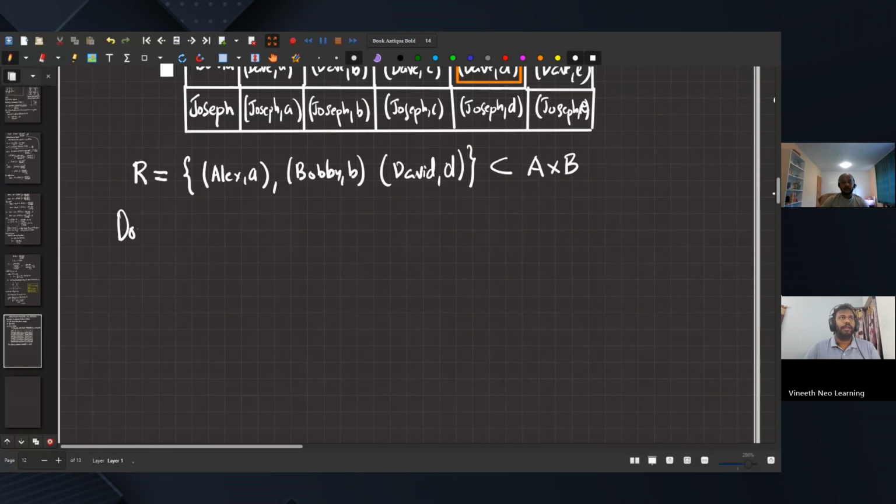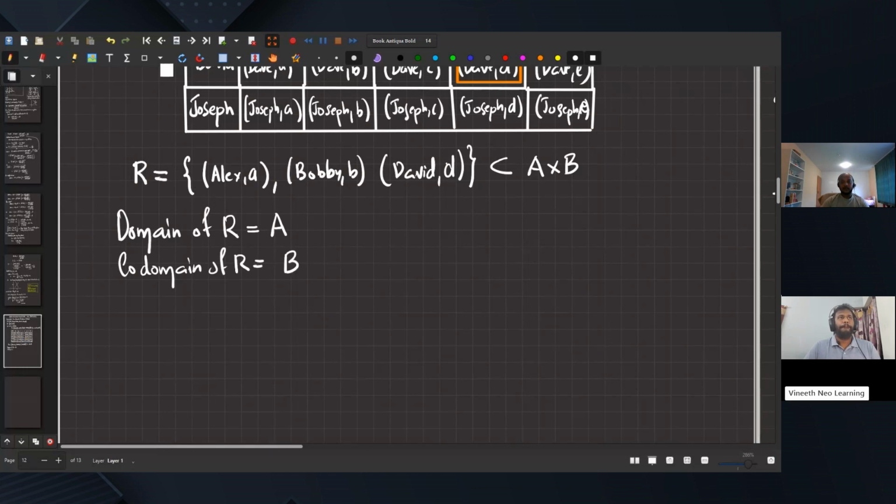What's a domain? The domain of the relation R is the set A. The codomain of R is the set B. And the range of R is the set of all images in B, meaning the set A, B, D. These elements.